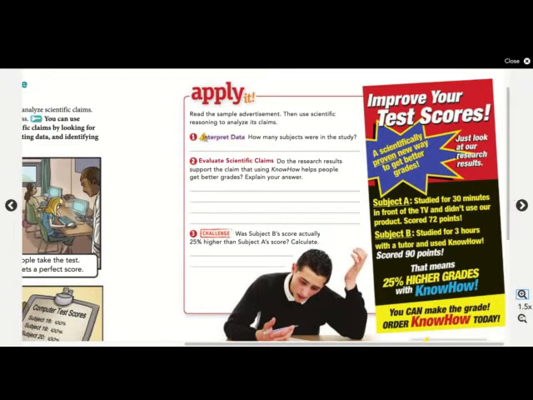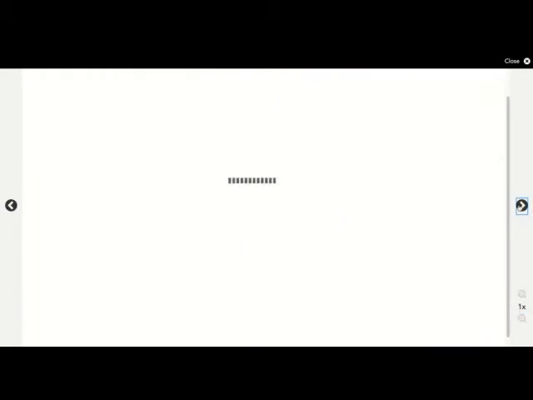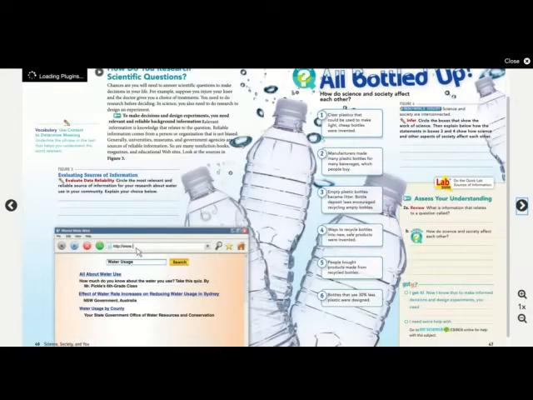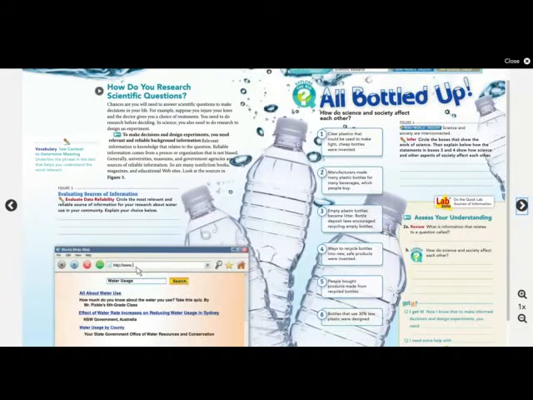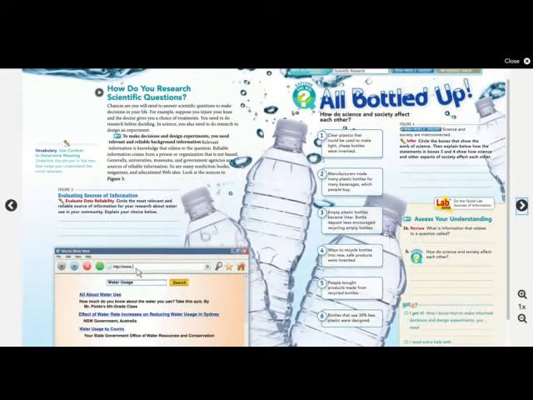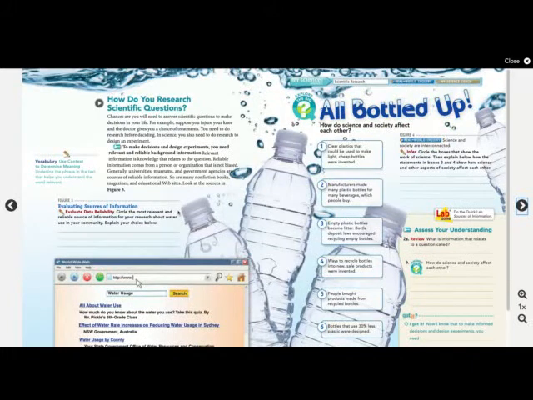All right, so we've talked about evidence, opinion, and how to analyze scientific claims. So now we're going to talk about how do you research scientific questions. Chances are you will need to answer scientific questions to make decisions in your life. For example, suppose you injure your knee and the doctor gives you a choice of treatments. You need to do research before deciding.